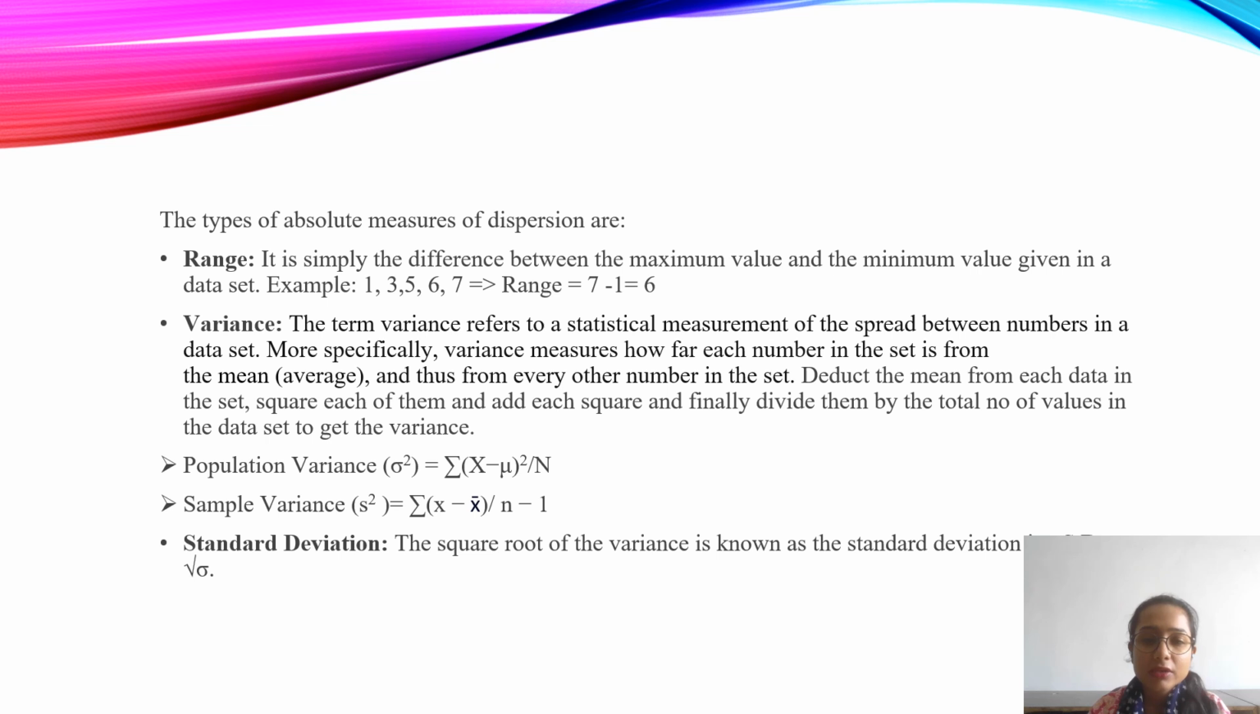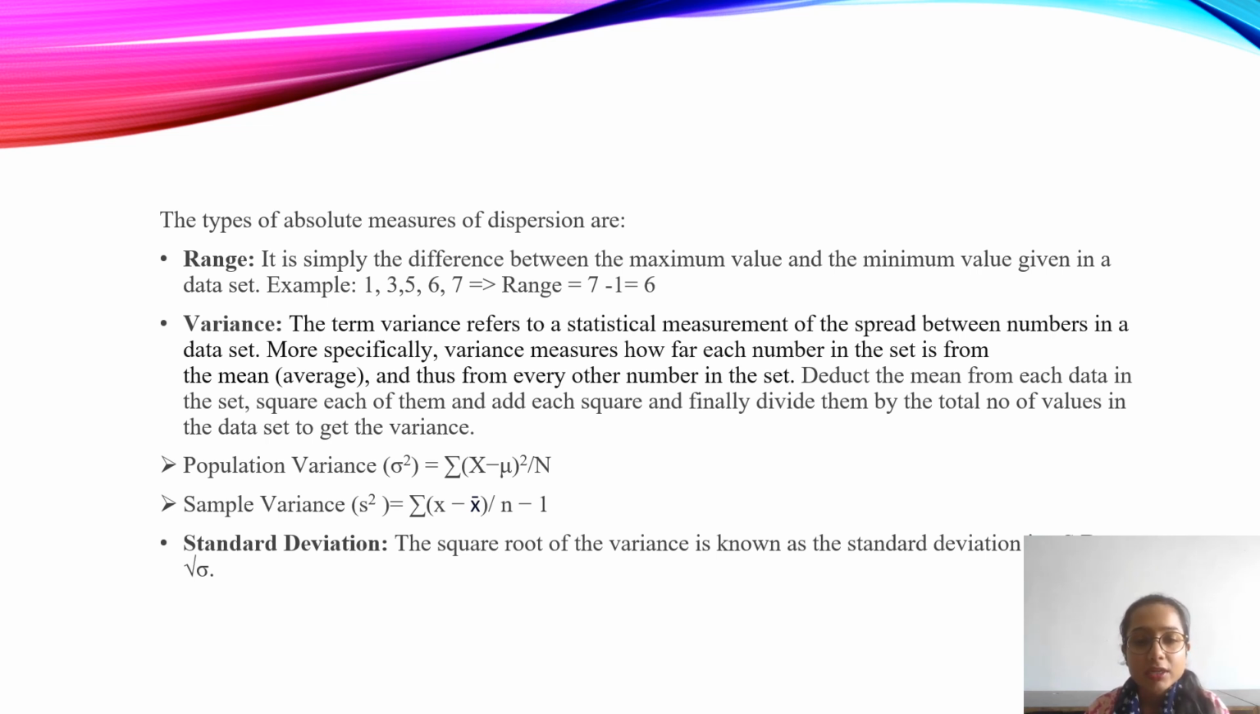Now, what is range? It is simply the difference between the maximum value and the minimum value in a data set. For example, if the values given in the question are 1, 3, 5, 6, 7, and you have to calculate the range, how will you calculate it? Just subtract the lowest number from the highest number, that is 7 minus 1, which is 6. 6 is the range.